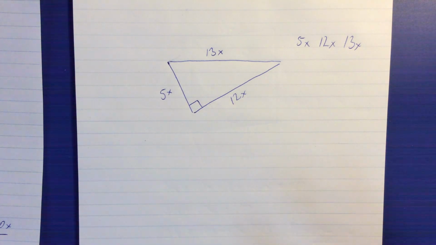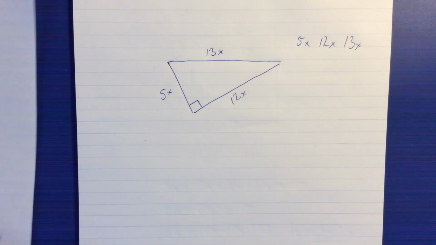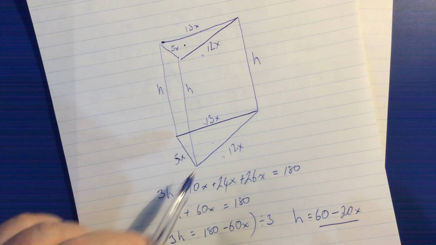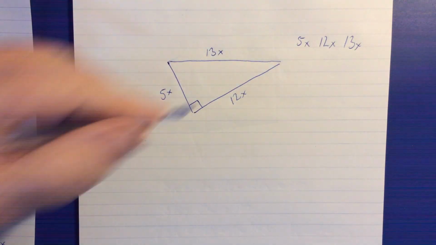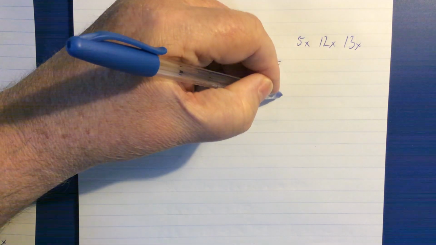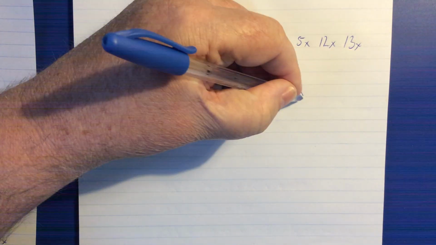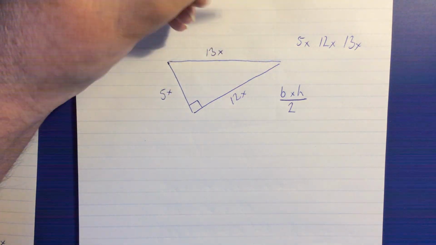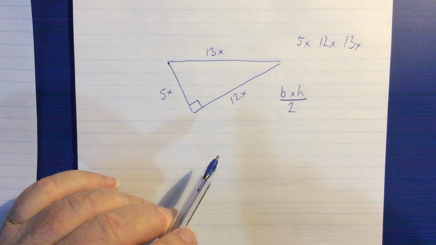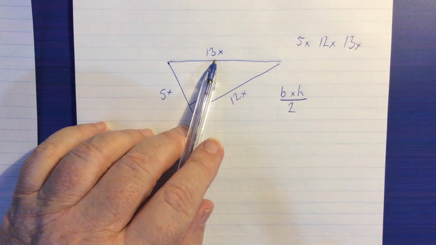Now, what is the significance of that? Well, what we have to do, I remind you, is we have to find the area of this base. And the area of a triangle is base times height over 2, or a half base times height. So, what is the base? What is the height? We can't use 13.